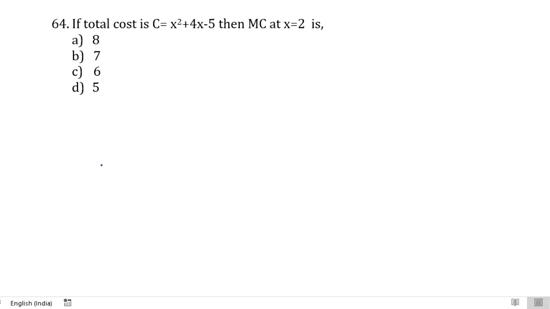So in the previous question we had found the marginal cost as 2x plus 4. Now I need to substitute the value of x is equal to 2. So it's 2 into 2 plus 4. 2 2s are 4. 4 plus 4 is 8. So correct answer is 8. Next question.